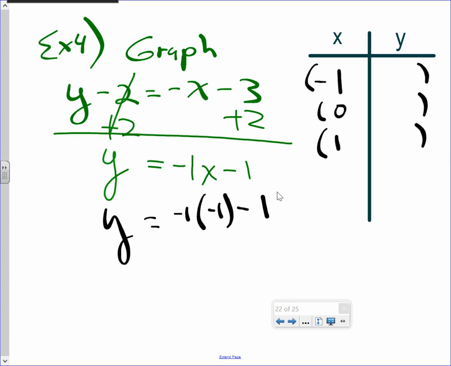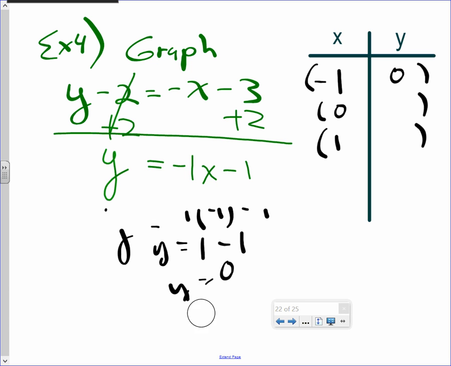Multiply before we subtract, right? So it's going to be negative 1 times negative 1. That's if we're adding those puppies. It's negative 1 times negative 1. You're right, 1 minus 1 is 0. So y is 0. We're rocking and rolling. There's our first ordered pair we're going to plot shortly. There you go. Next one.